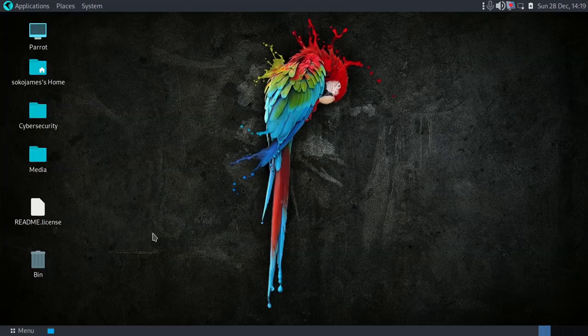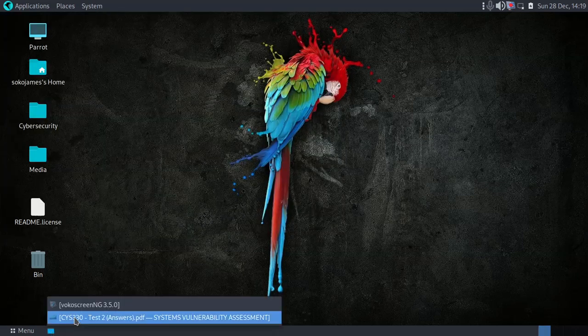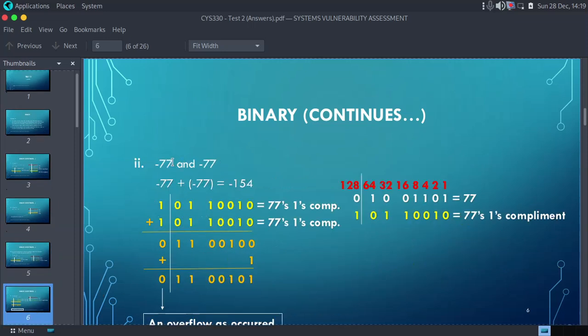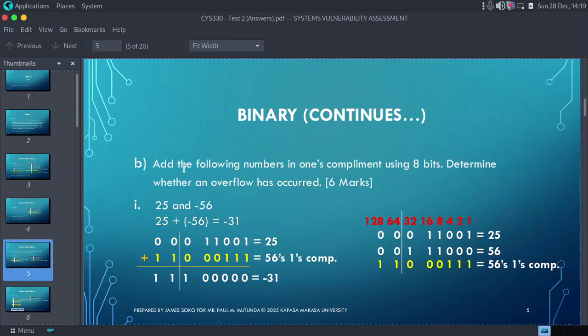Okay, so now let's proceed. Now we are starting to understand these things bit by bit. So we are going to question B2 now. Remember, the main question is that we are adding the following numbers in 1's complement using 8 bits, and we determine whether an overflow has occurred or not.